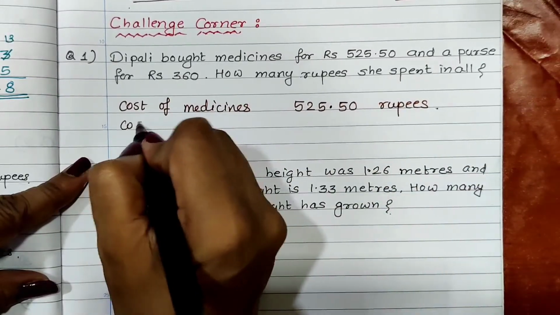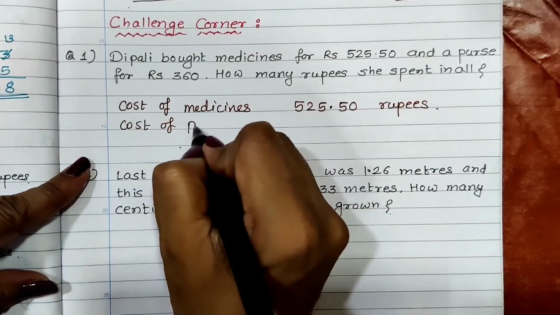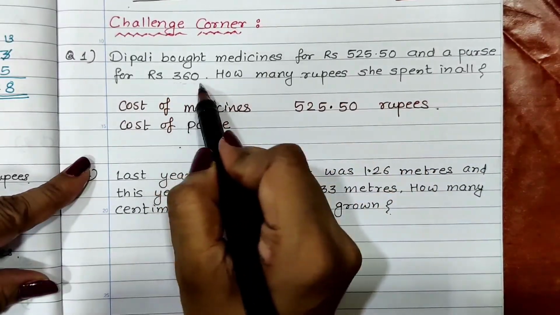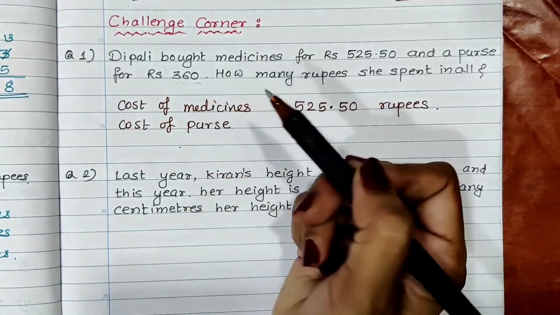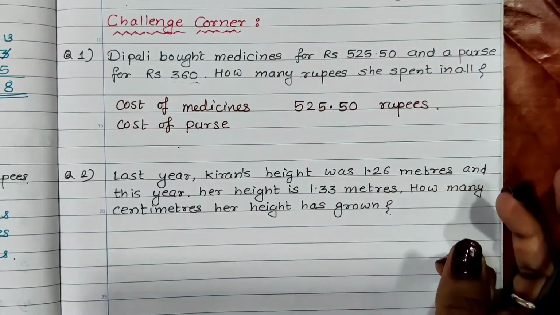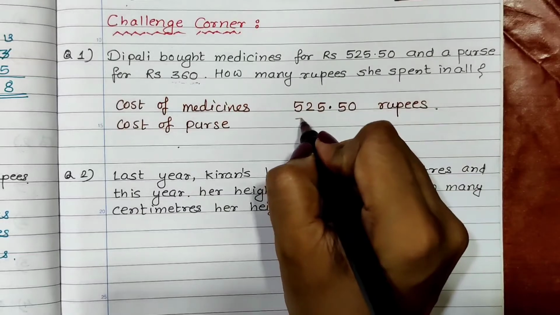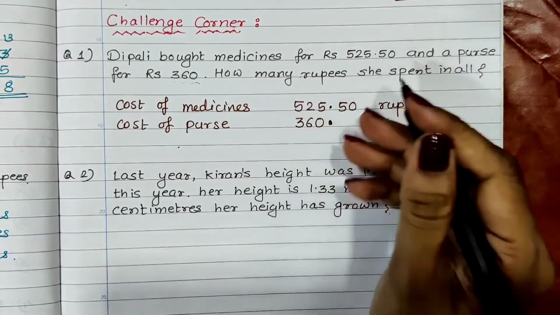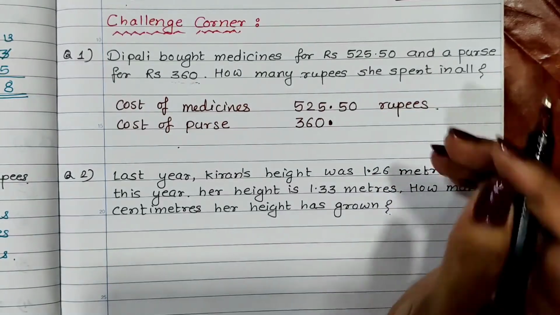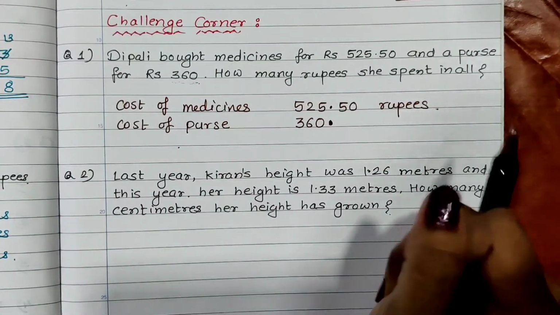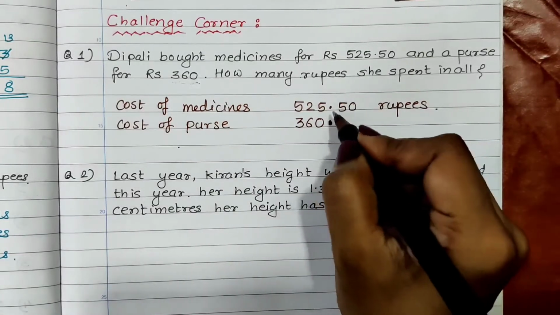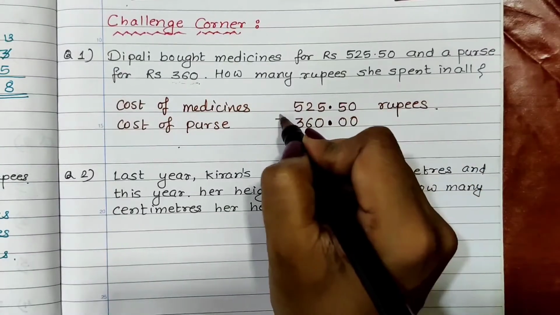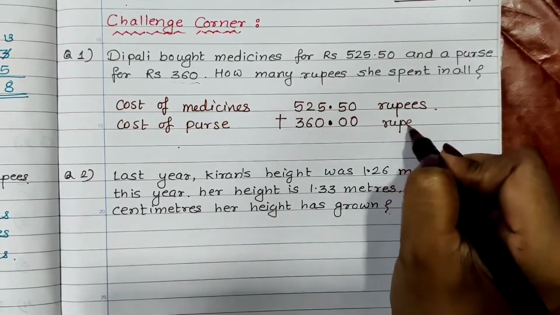And cost of purse is equal to, see, only 360 rupees is there. No decimal point, and after the decimal point no other number. So what I will do here, 360 below this 525, decimal point below decimal point. Right hand side 0 is there, that's why the decimal point and 0 are not written. But for addition we will put this decimal point as well as write the 0 below this 50, and then add, write the rupees here.